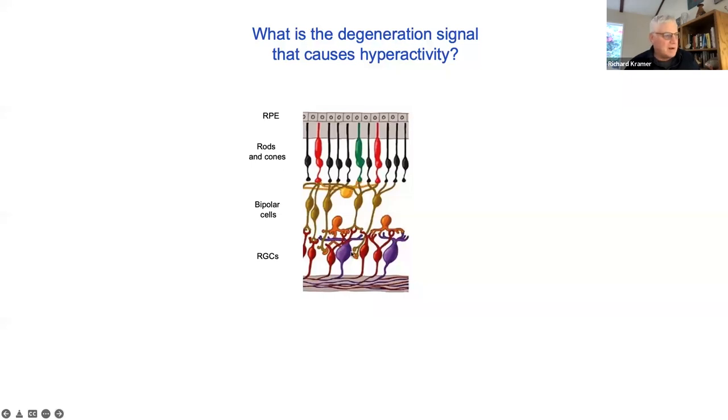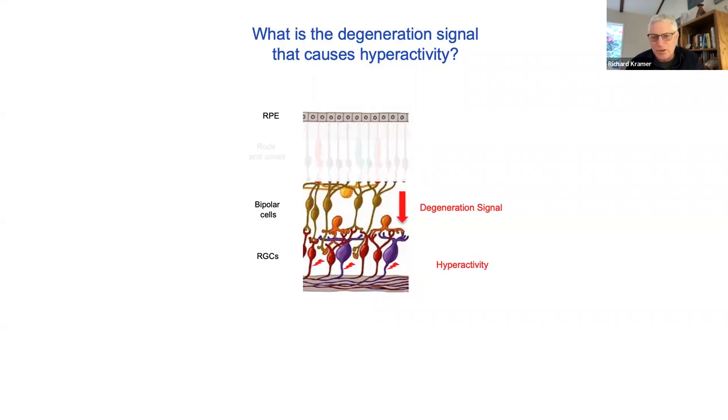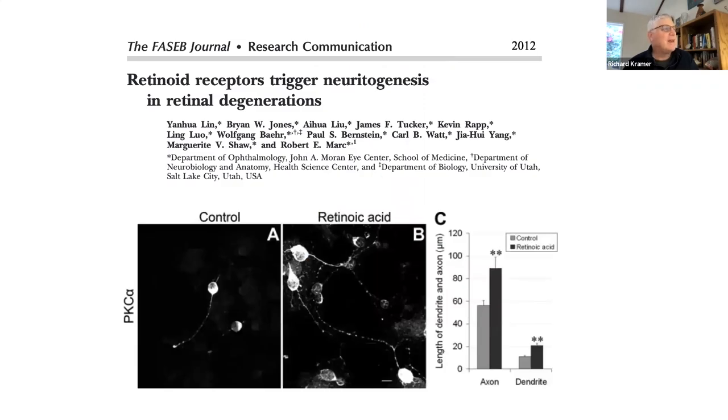And we know that it operates in all neural circuits, but we do not think that that's what's responsible for the hyperactivity in the retina. And I'm raising the suspense level here. What is the degeneration signal that's causing hyperactivity? I'm just going to cut to the chase, and I'm going to tell you that the hint for what this signal was, again, came from Robert Mark's lab.